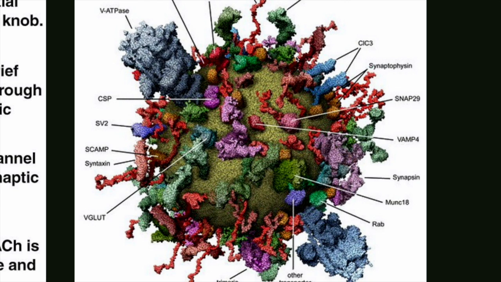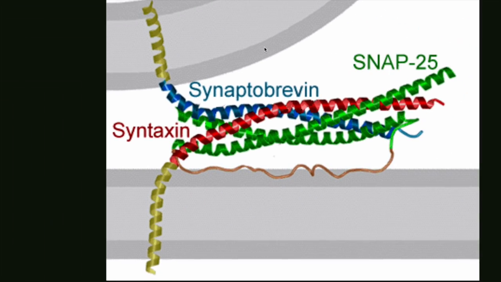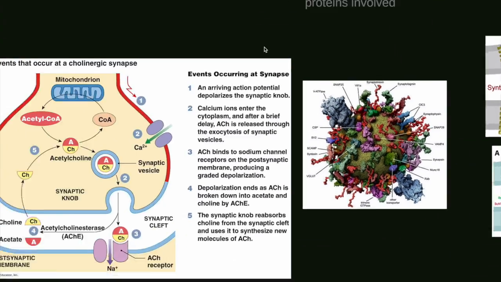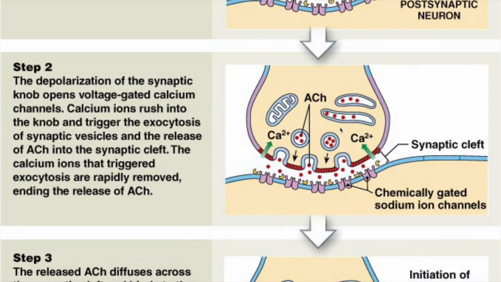It has several different proteins on it. Some, like this, are involved in packaging the neurotransmitters inside it. Some of these have calcium binding sites. Some of these help this bind with the plasma membrane of the neuron. So synaptotagmin and synaptobrevin are some that have calcium binding sites. And so when the calcium binds to them, it causes these synaptic vesicles to fuse with the plasma membrane, releasing its contents, as we see here.